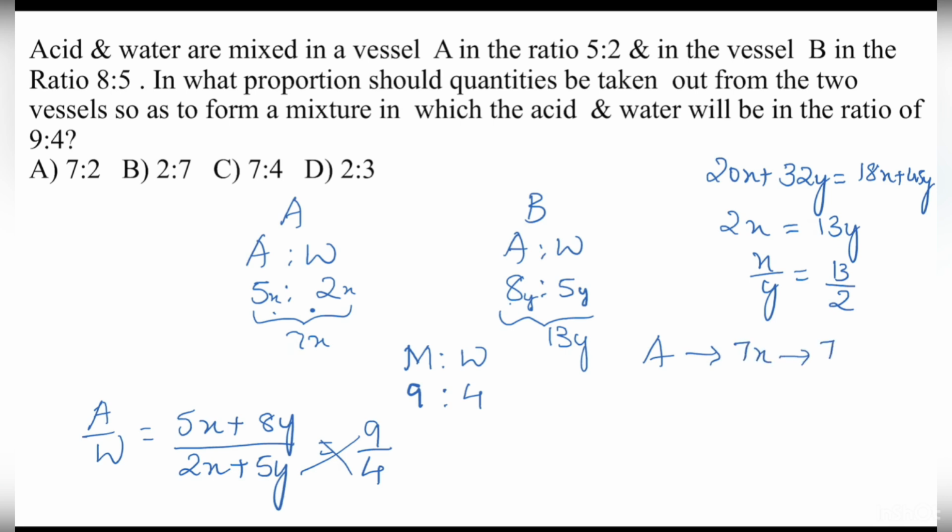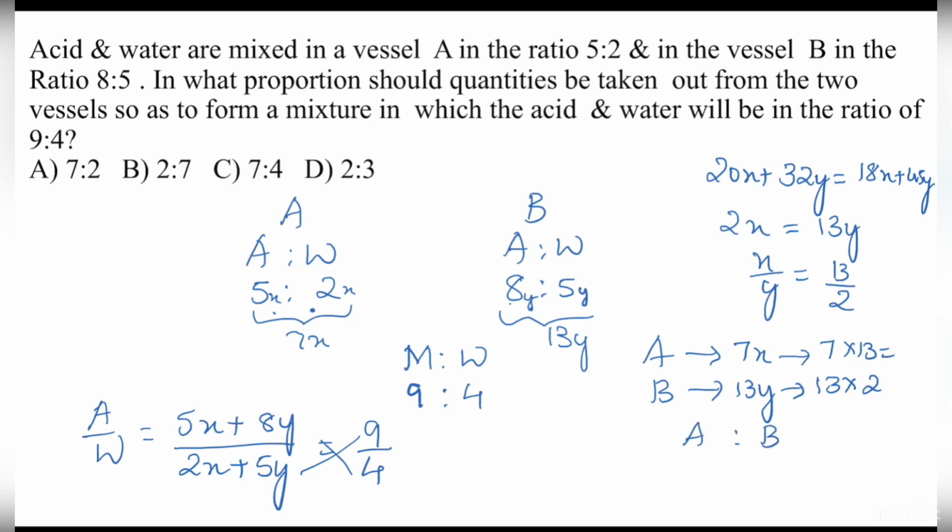So, 7 into x value we got it as 13. So, it is 7 into 13 and in B it is 13y. So, we got y value as 2. So, it is 13 into 2, isn't it? So, A is to B.